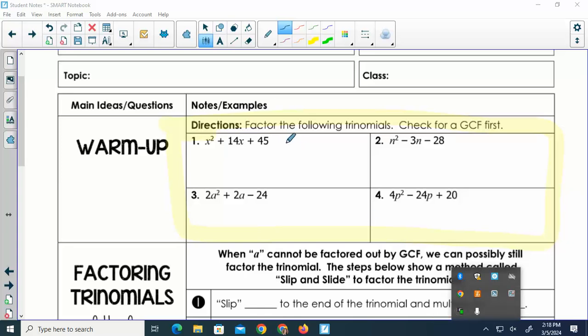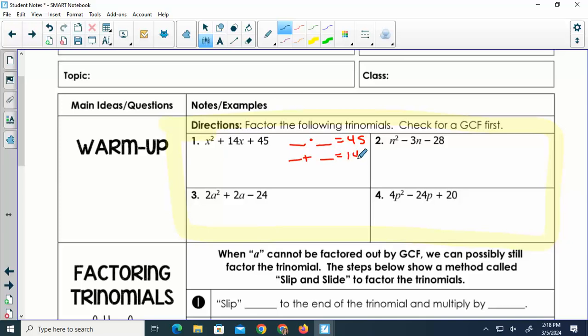Do we have a GCF? No. So we are looking for two numbers that multiply to 45, add to 14. What would it be? Positive 9, positive 5. So this factors into x plus 9, x plus 5.